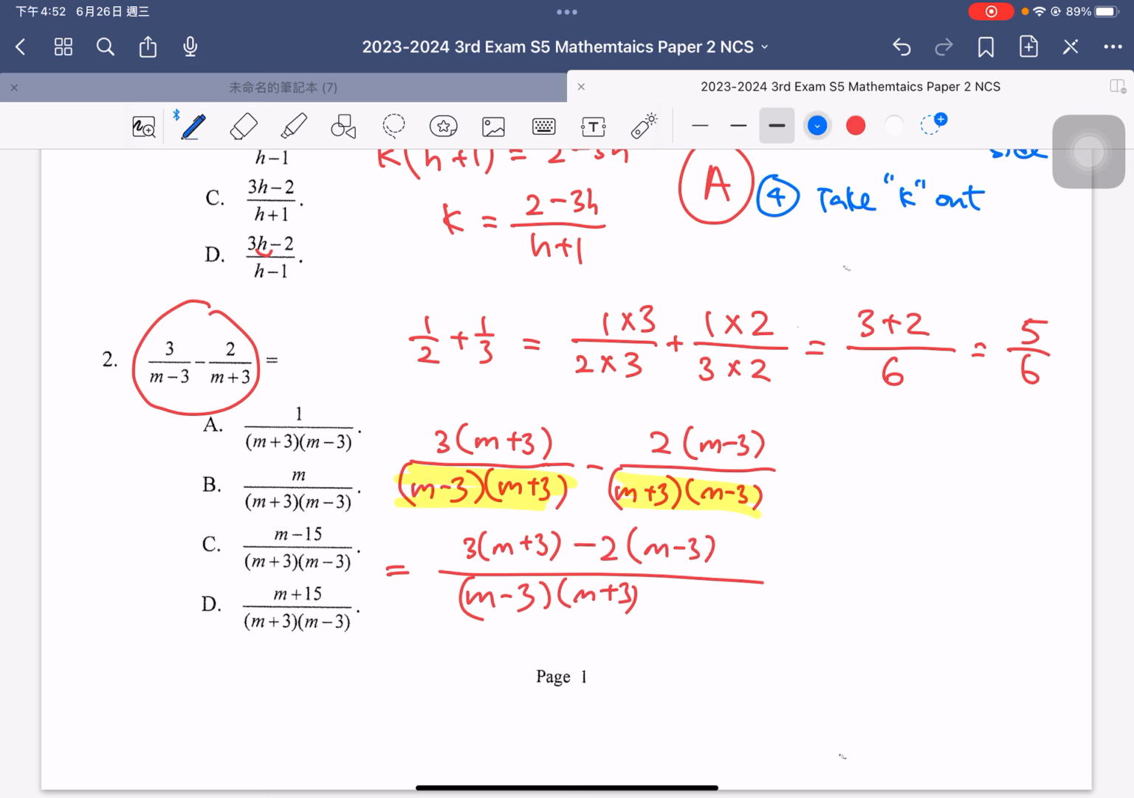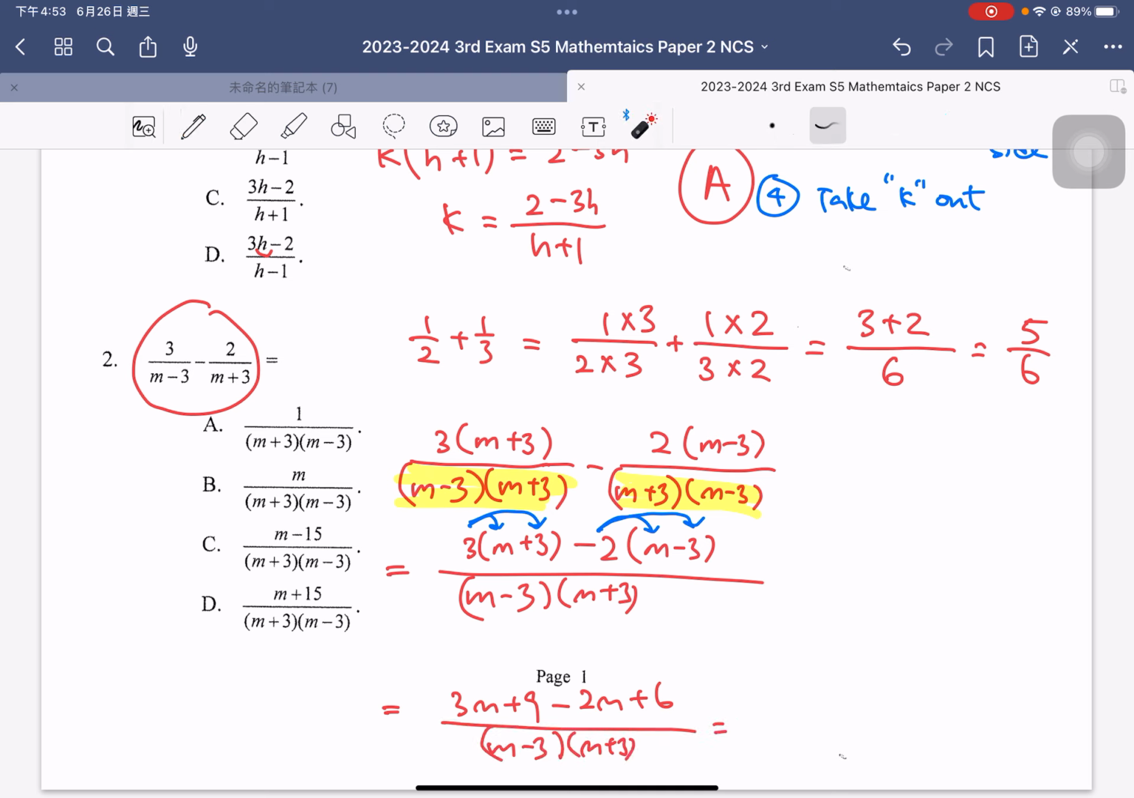And you can see from here there's a bracket we need to expand. But be careful, this is using the negative 2 times the m and negative 2 times the negative 3. So now we can write this as equal to 3m plus 9 minus 2m plus 6, divided by the rest. Now we group the similar terms: 3m minus 2m giving you just m, and then 9 plus 6 giving you 15. And now we can see from here, the answer should be D.